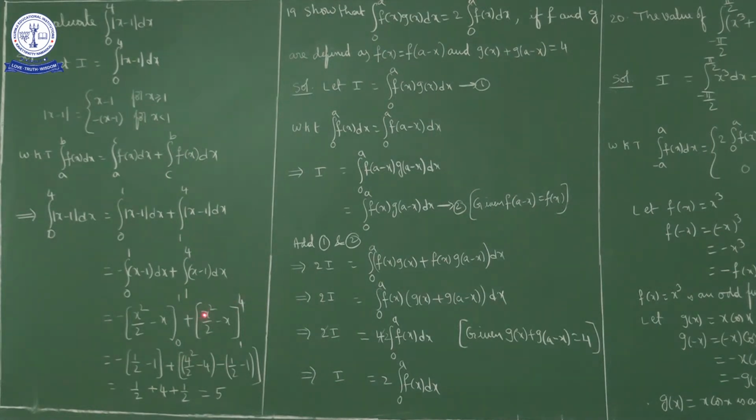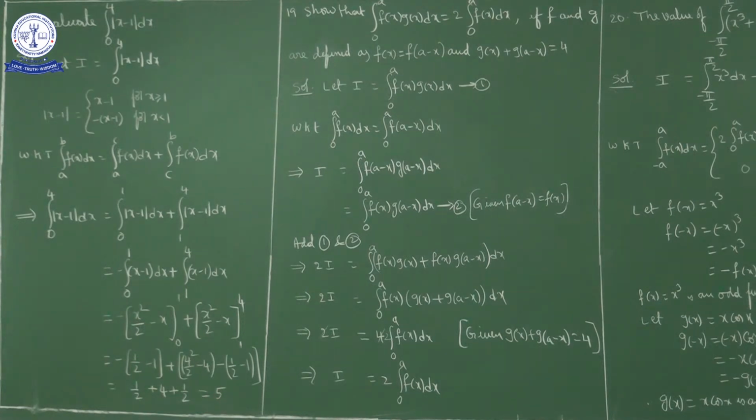In place of x you write 4 square by 2 minus 4 minus, apply the lower limit, 1 by 2 minus 1. In this bracket, 4 square is 16, 16 by 2 is 8, 8 minus 4 is 4, minus 1 by 2 minus 1. 1 by 2 minus 1 is minus 1 by 2, so minus of minus is plus 1 by 2. So in total, 1 by 2 plus 4 plus 1 by 2 is 5. That is the answer, 5 is the answer.